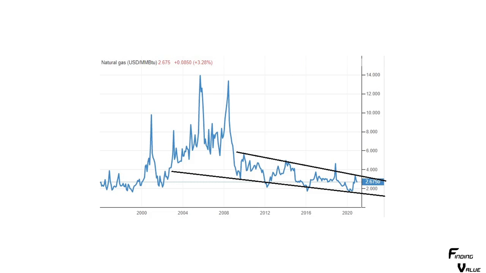Here's natural gas. We're just chilling in this channel here, going sideways, and eventually when it breaks this big pattern, man, it's going to be game on is what I'm going to say. And it's going to be cheetah speeds higher when this thing breaks to the upside for natural gas. It's going to take some time though.